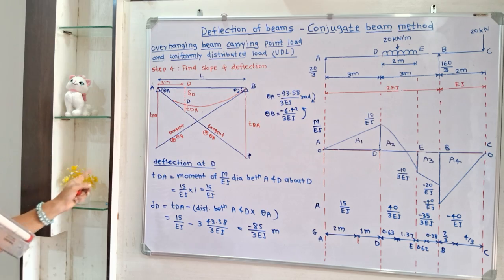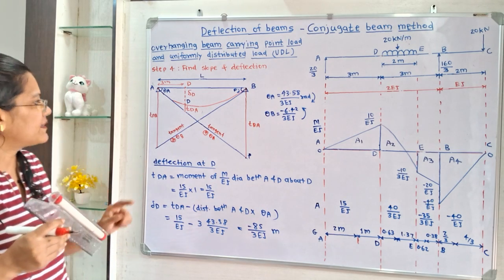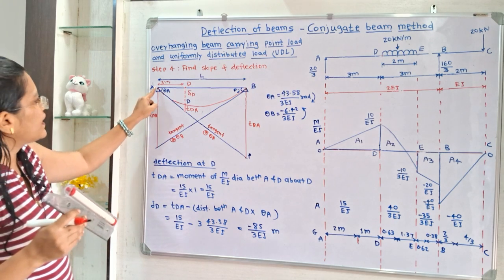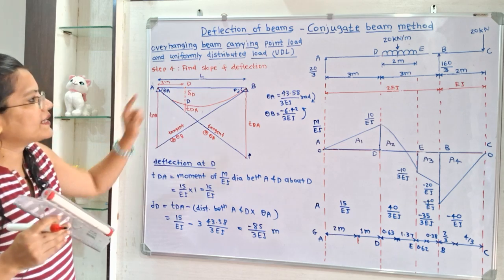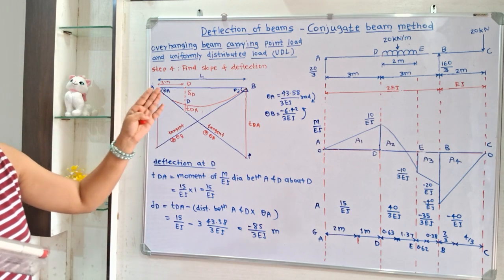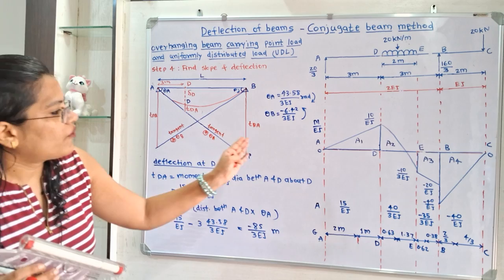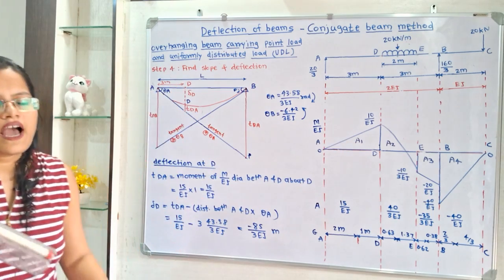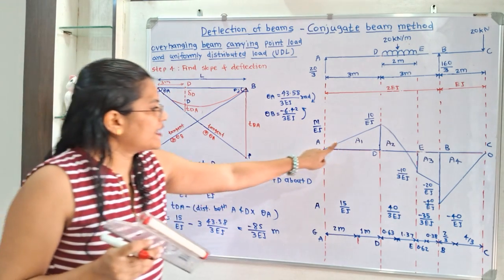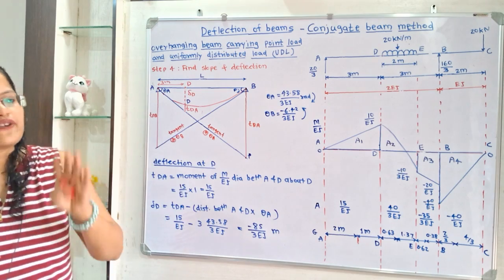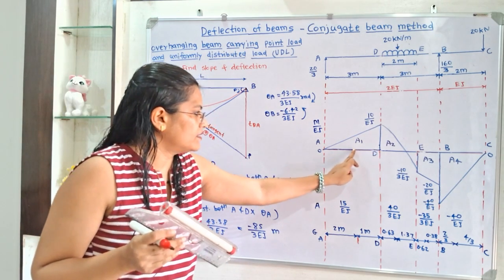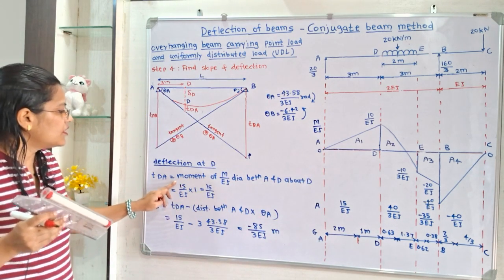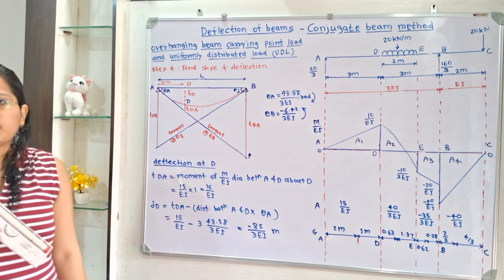So it is the moment of M by EI diagram between A and D about D. So we have to take moment of M by EI diagram. Now we will observe A and D points for this M by EI diagram. So there is only area A1, and how to take this moment? This area multiplied by centroidal distance from this point D. So centroidal distance is 1 meter. So we have to show this 15 by EI multiplied by 1.